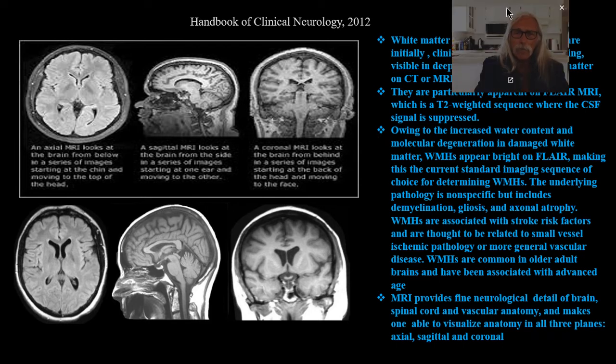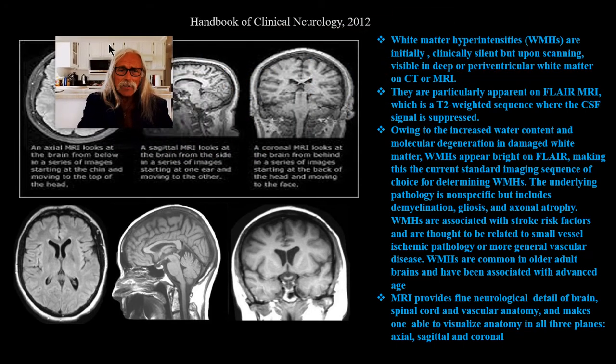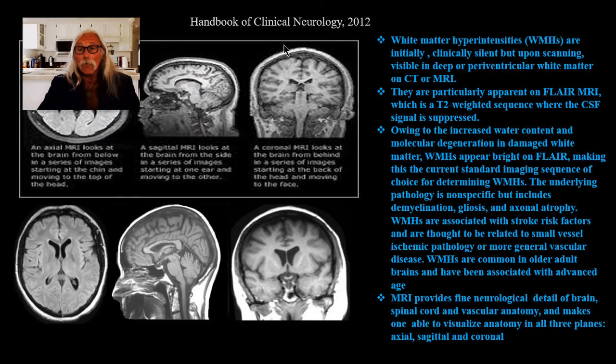So what are we talking about here? This comes from the Handbook of Clinical Neurology. This is available online for free for all neurologists and for anybody who wants to look at it, actually. White matter hyperintensities, known as WMHs, are initially clinically silent, but upon scanning, visible in deep or periventricular white matter on CT or MRI. They are particularly apparent on FLAIR MRI. Don't worry about that, I'll explain in a minute. Which is a T2 weighted sequence where the CSF signal is suppressed.